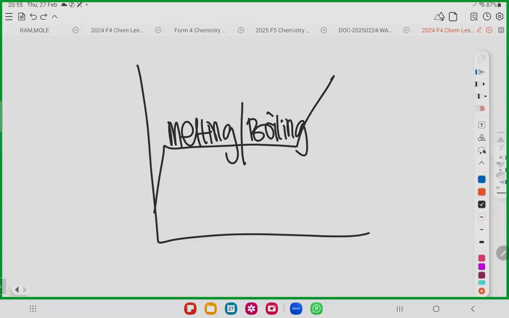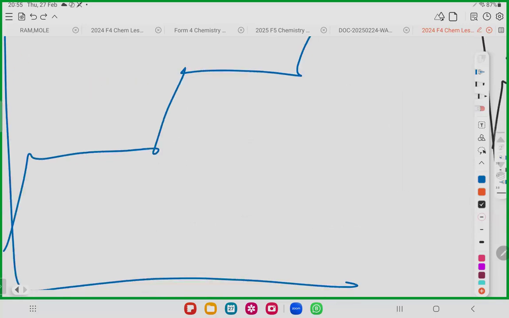So we are in trouble now. Because if two staircases, easy. First staircase melting, second staircase boiling. But if you are only given one staircase, you are in deep trouble. So how do we know, when we only have one staircase, whether the process is a melting process or a boiling process? Okay, so look at here.